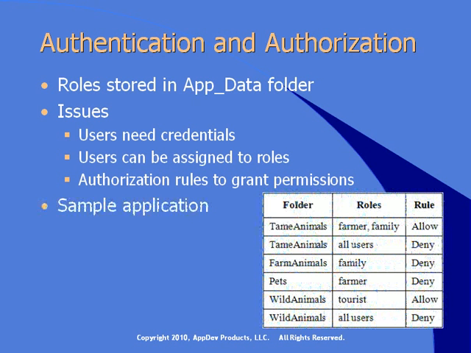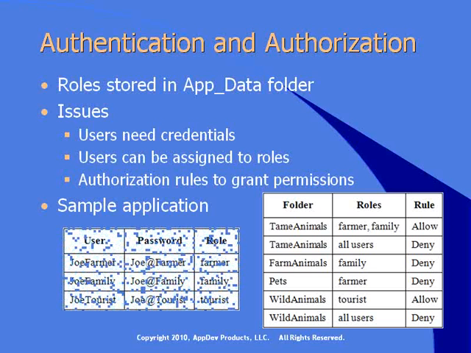The website's database and configuration files contain the data that establishes the roles in the table. So we have different folders on the website, different roles that have access to them, and the rule on whether or not they are allowed or denied access to that particular page. There's also several logins that are part of the application, Joe Farmer, Joe Family, and Joe Tourist, and notice that the password is the same as the username but with an @. Not the most secure passwords, but they work for a sample application like this. And as you might expect, Joe Farmer is a farmer, Joe Family is family, and Joe Tourist is tourist.